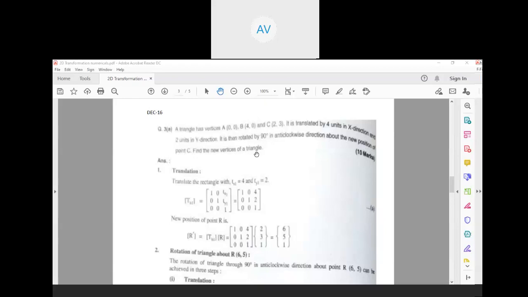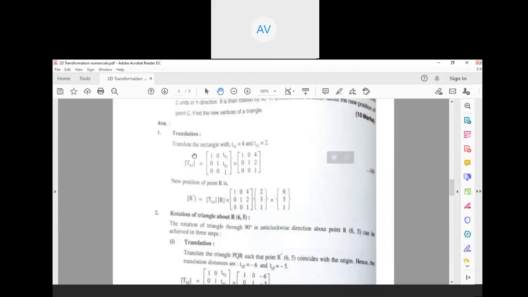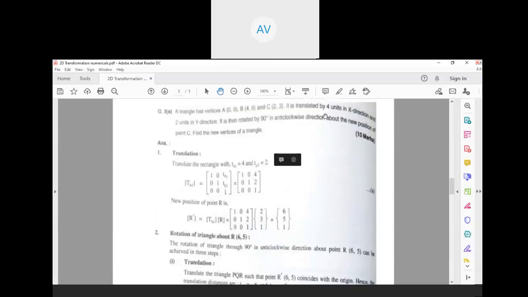So as per this sentence, first we have to translate. Here I will write the translation matrix: [1 0 tx; 0 1 ty; 0 0 1]. We have to translate 4 units in x and 2 units in y.